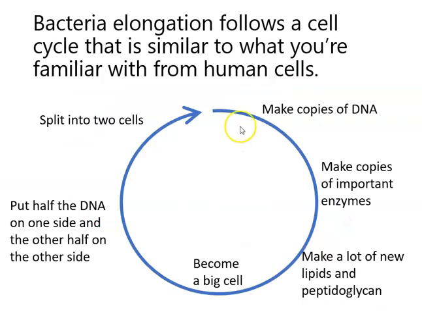And so we can draw a circle to represent a cell cycle that bacteria might use, but really all cells use this when they are dividing, with very few exceptions. They have to make copies of their DNA. They have to make copies of enzymes. And let's think about what those enzymes would be doing.